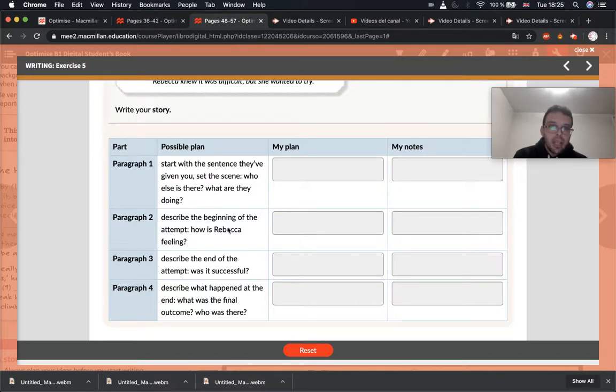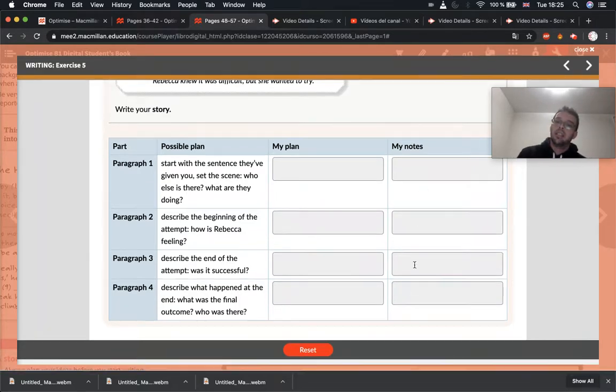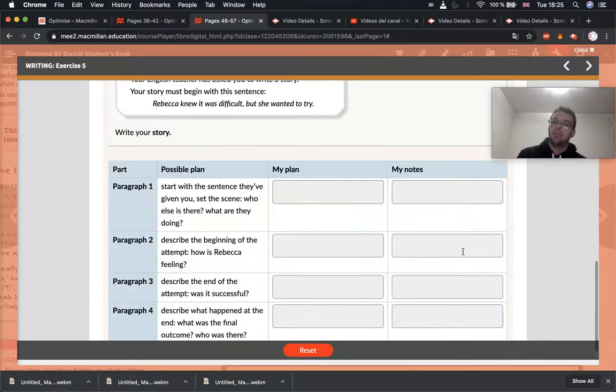So, paragraph 2, describe the beginning of the attempt. How is Rebecca feeling? Paragraph 3, the end of the attempt, whatever she tried to do, whatever the main event is. Was it successful? And then finally, describe what happened at the end. What was the final result? Who was there? What did they say? How did they feel? And again, use the part that says my notes to write short phrases or words that you'd like to use in the story.